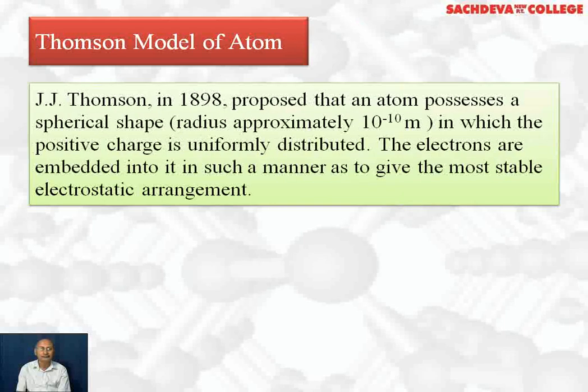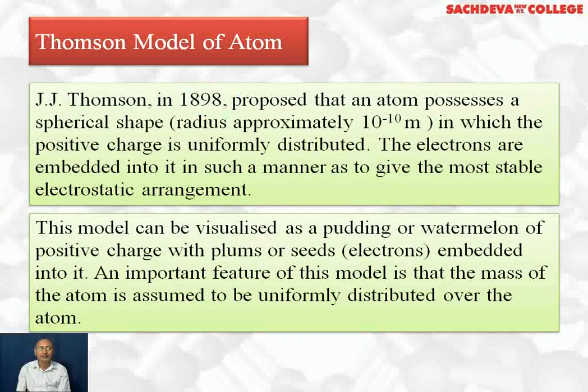Thomson model of atom. J.J. Thomson in 1898 proposed that an atom possesses a spherical shape, radius approximately 10 to the power minus 10 meter, in which the positive charge is uniformly distributed. The electrons are embedded into it in such a manner as to give the most stable electrostatic arrangement. This model can be visualized as a watermelon of positive charge with plums or seeds, which represent electrons, embedded into it. An important feature of this model is that the mass of the atom is assumed to be uniformly distributed over the atom.